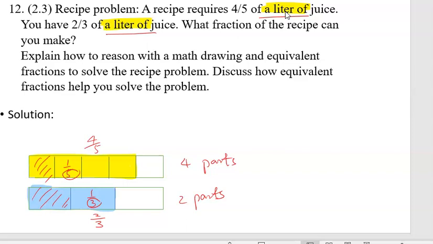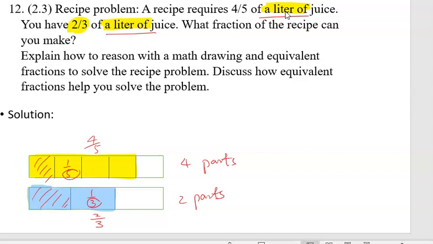Then for the first fraction, 4/5, we divide into 5 equal parts, each of size 1/5. But for the second fraction, we divide it into 3 equal parts, each of size 1/3. And now you can see that each blue part is bigger than each yellow part. Okay, so the question: what fraction of the recipe can you make?